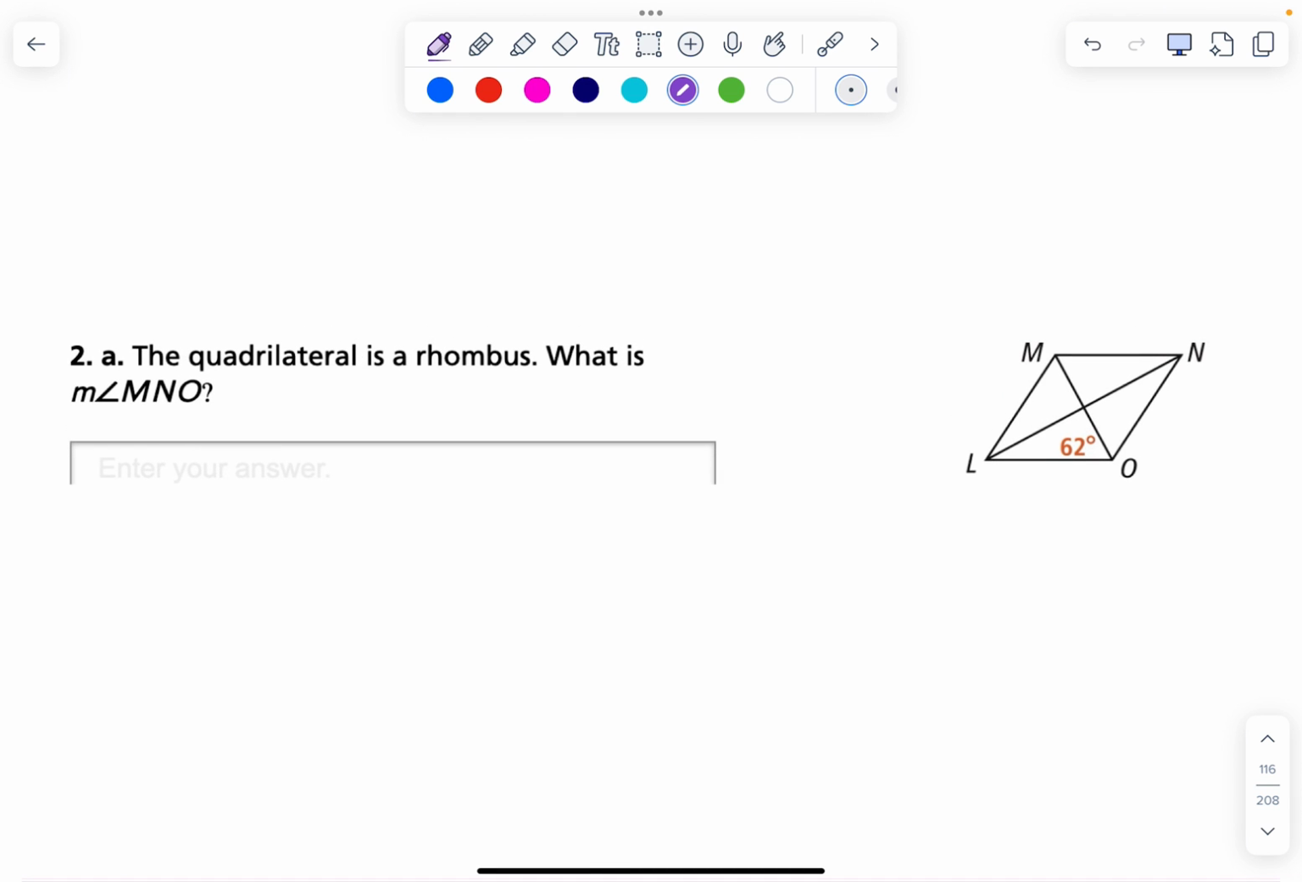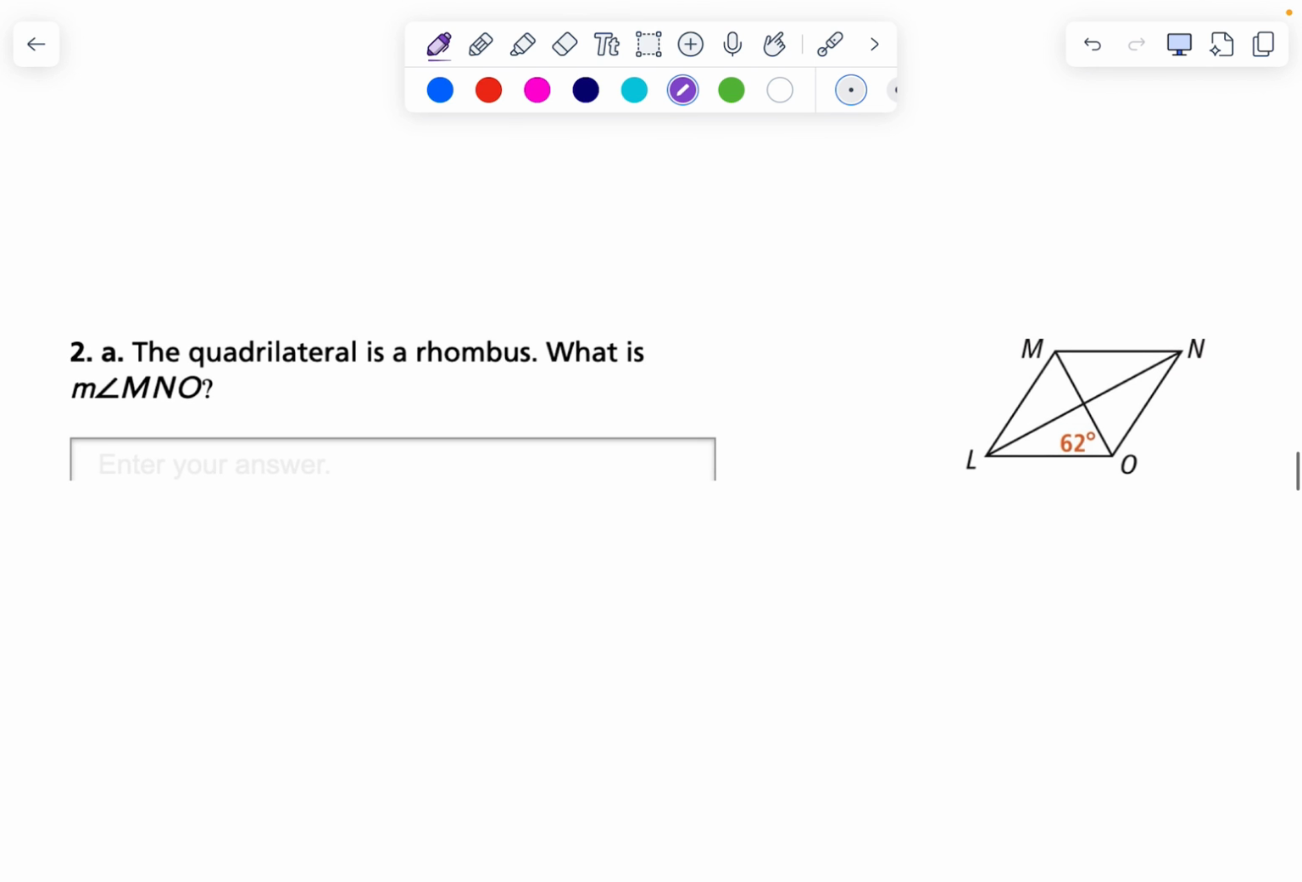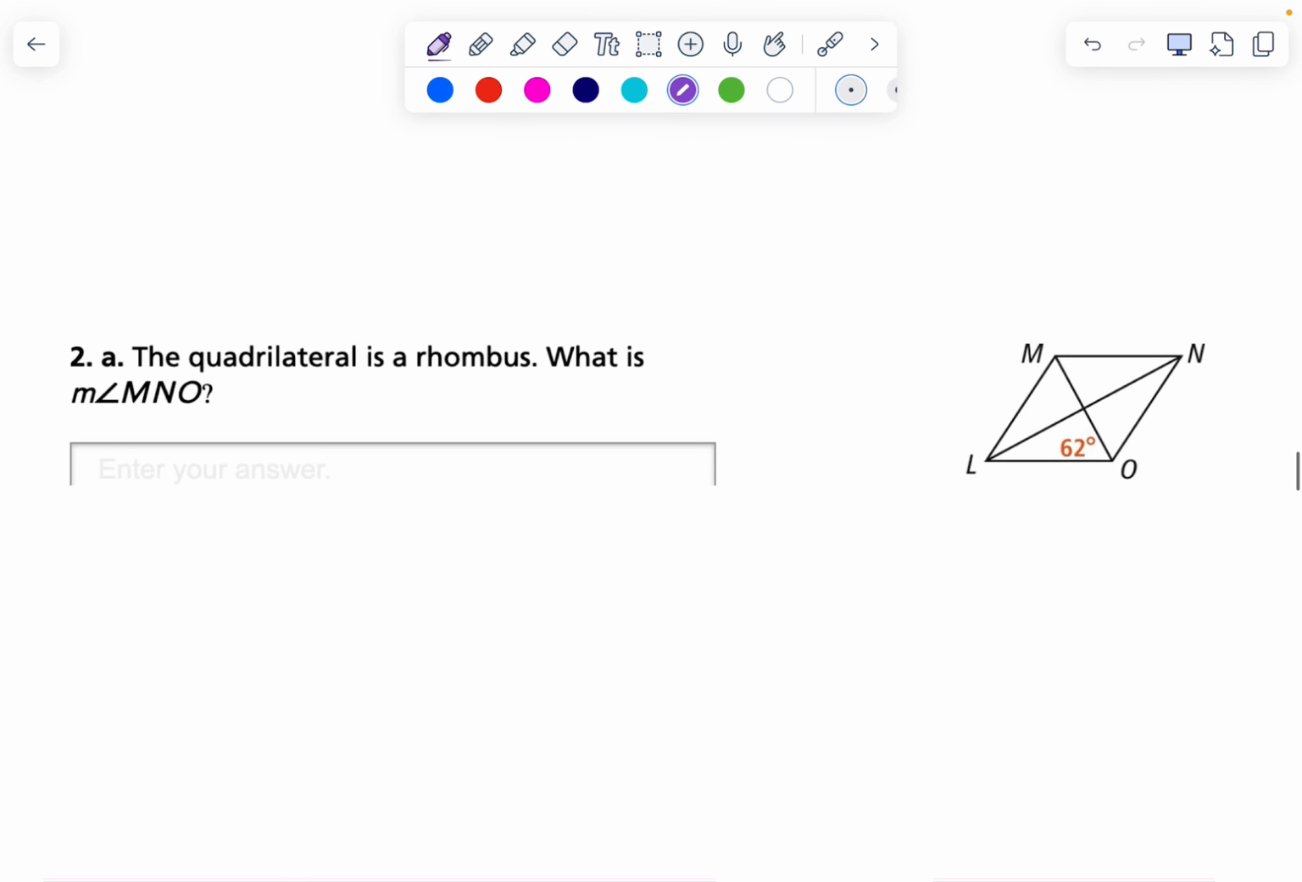All right, it says, what is the measure of angle MNO? It gives you angle MOL. MNO is this angle right here. What property are we using? It tells us it's a rhombus. That's 8 properties. Is this side lengths or angles? That narrows it down to just angles, which is opposite angles are congruent. That's from being a parallelogram. Opposite angles are congruent. Consecutive angles add to 180.